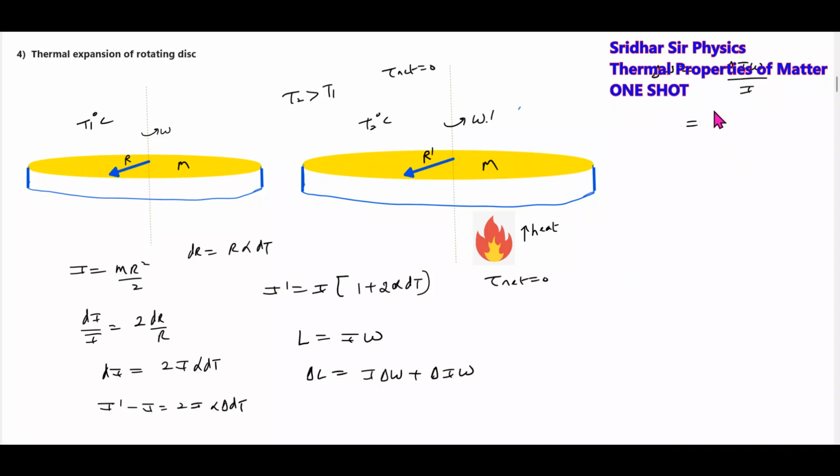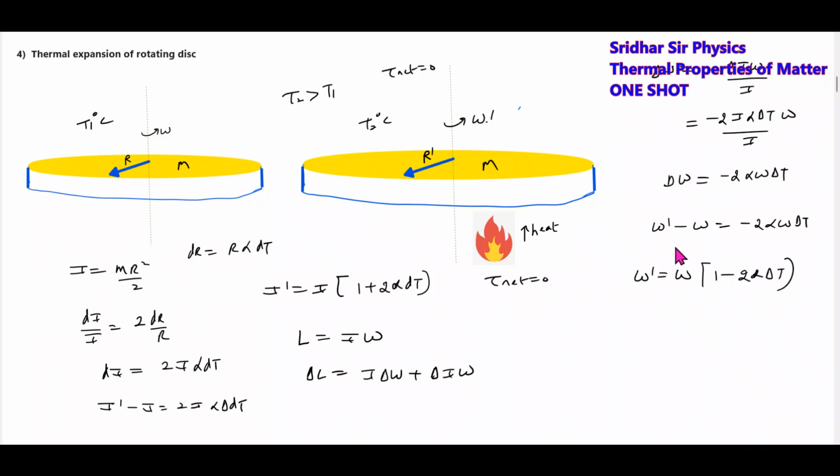Delta I by I is equal to 2 alpha delta t, multiplied by omega. The I cancels, giving minus 2 alpha omega delta t. So what will happen? The angular velocity will decrease. Okay, fine. So omega dash is less than omega.